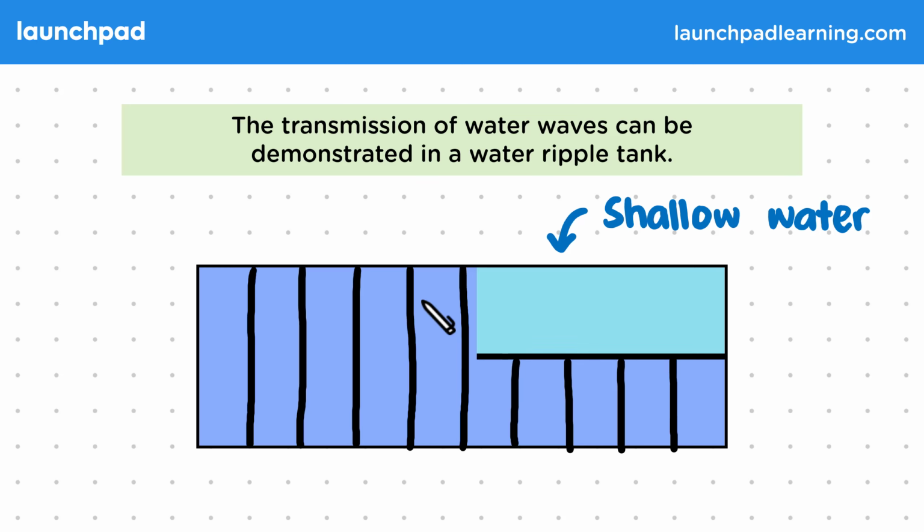This is because there's less water to be displaced by the wave, which changes the properties of the wave here. Since we've set up the tank so this change in depth is sudden, we've created a clear boundary here where transmission will occur. So what will the waves look like after this transmission?